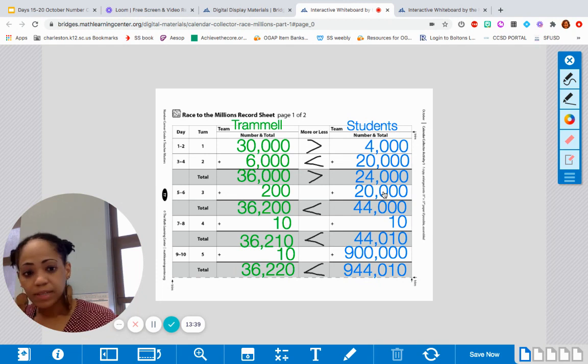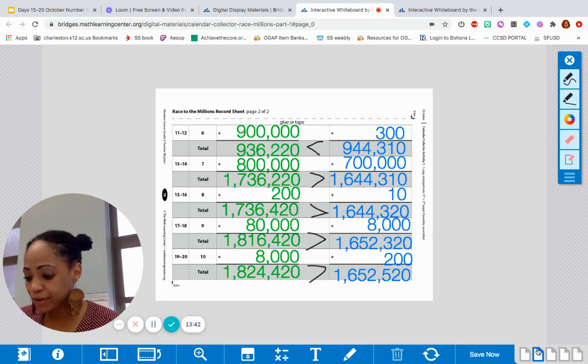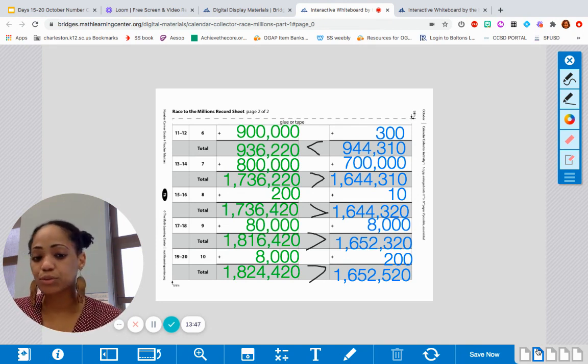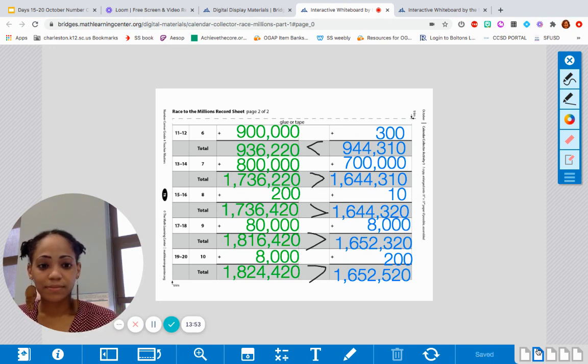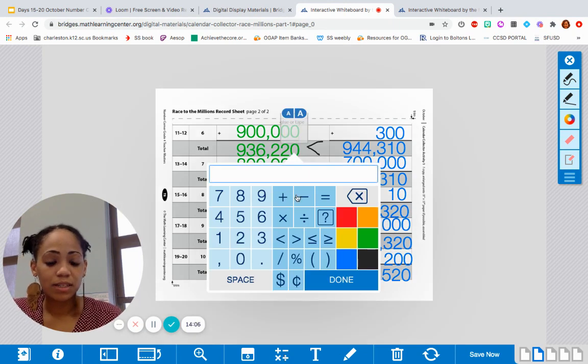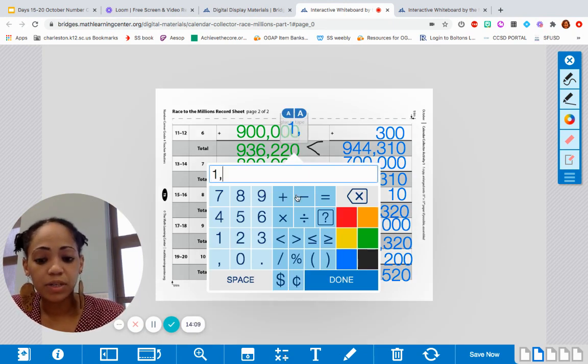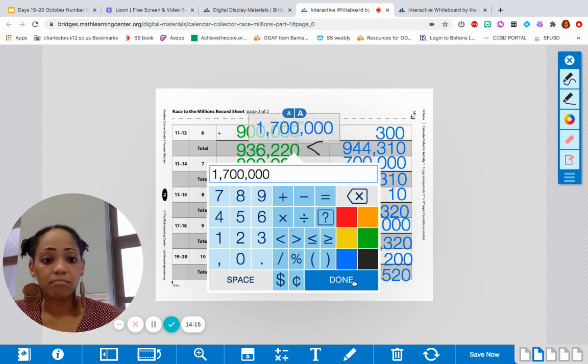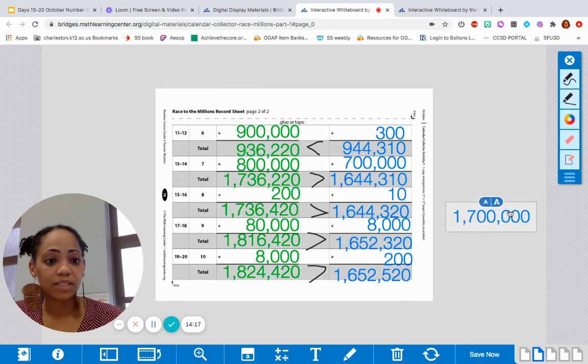Okay, so now look at our totals, and I would like for you to round it to the nearest 100,000. Round your total to the nearest 100,000. What will you get? Right. So nearest 100,000 would be 1,700,000. That's rounded to the nearest 100,000.